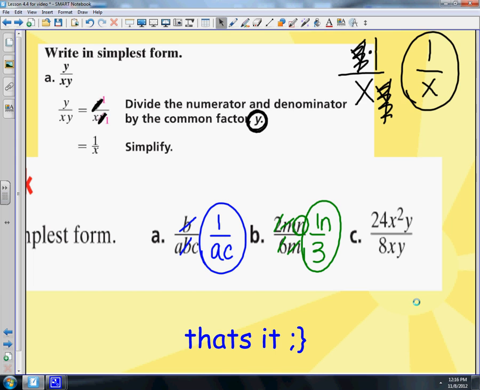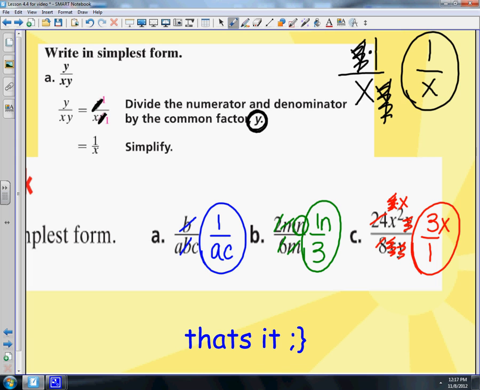All right, and then lastly, I have 24 over 8. Well, 24 over 8 is like 3 over 1. Same thing because I just divided them, made them into a more simple fraction. Now, I have x squared. So x squared really means x times x, if you remember from exponents. So x times x, I can cross off 1x and 1x, and I'm left with 1x on the top. And then y over y, I cross both of them out, and I'm just left with 3x over 1.